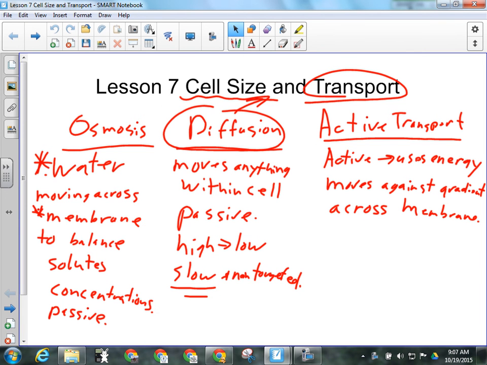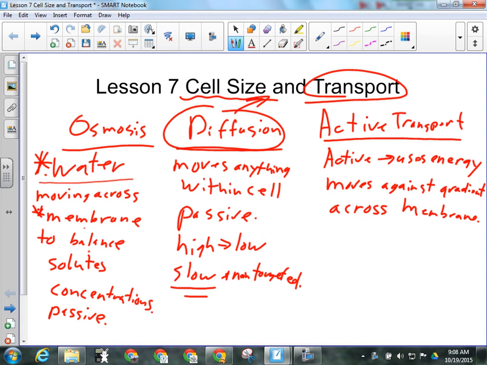Okay, so last week when we were talking about the ways that cells transport material, we said there were the big three methods of cellular transport. Osmosis, which we said transports only water. It moves across the membrane in order to balance salt concentrations, solutes, and it's passive. So this one involves only water, and it involves going across the membrane.